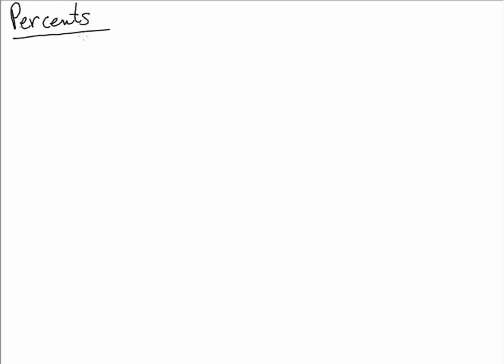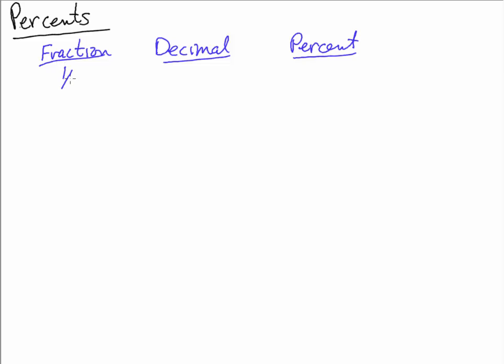Here we're going to talk about percents. Now there are three different ways to write a number: as a fraction, as a decimal, or as a percent. So let's look at a very common one and see if we can get an idea of what's going on here. If we take the fraction 1/4 and say, let's turn that into a decimal.